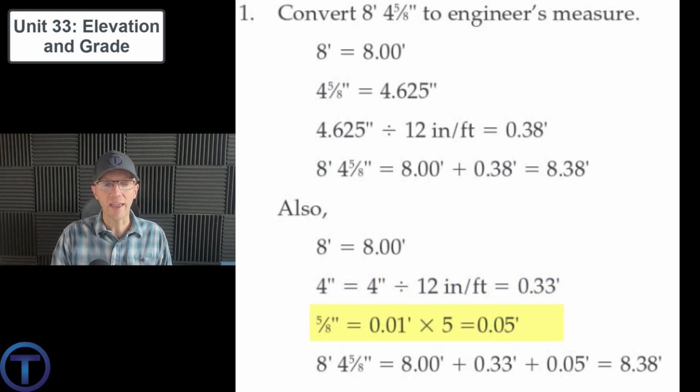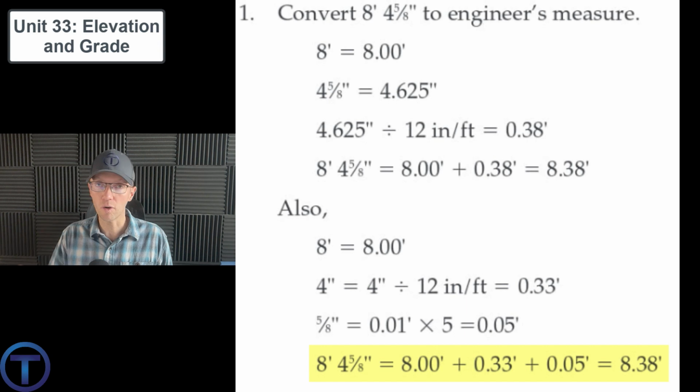If we've got 5/8 of an inch, and remember that each 1/8 of an inch is equal to 1% of a foot, or 0.01. I mean, we're close enough with the eighths, right? So they just say, well, let's just take 0.01 for every 1/8 of an inch, and that's going to get us into a decimal form. So we have 5/8. So we're going to multiply 0.01 by 5 and get 0.05. And then we just have to add all those together.